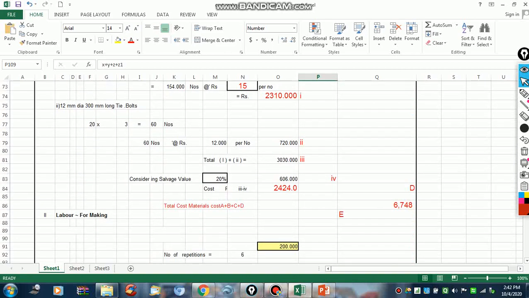Now we come to tie bolts. 20 into 3 is equal to 60 numbers. 60 numbers at the rate of 12 rupees will be 720 rupees. So the total of 1 plus 2 will make 3030 rupees. That is 3. Considering a salvage value of 20% will make 606 rupees. So the cost will be 3 minus 4, which is 2724. This I call D. Hence the cost of material will be A plus B plus C plus D, which is 6,478 rupees.